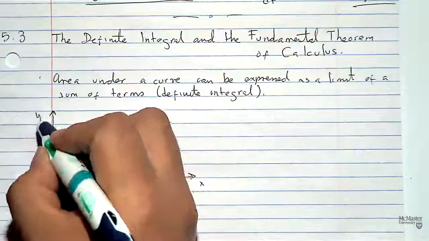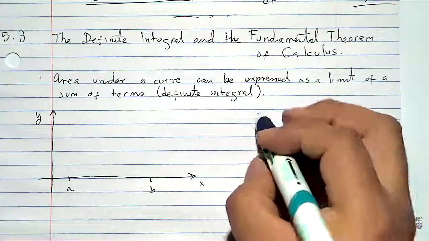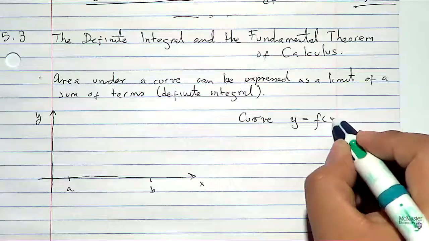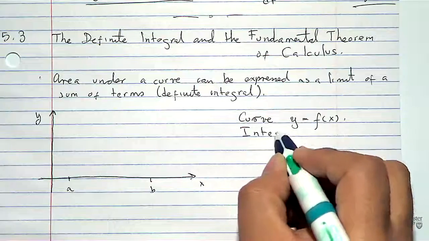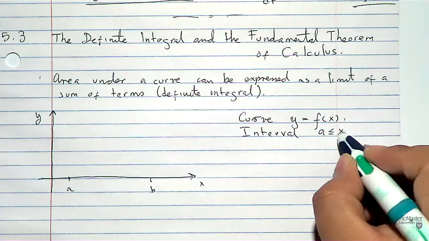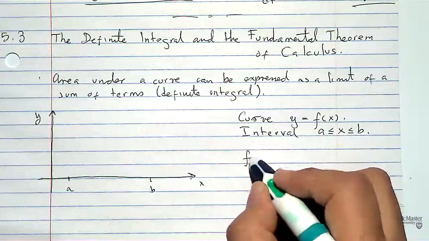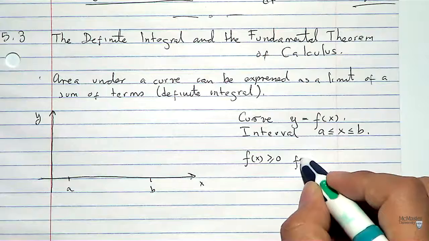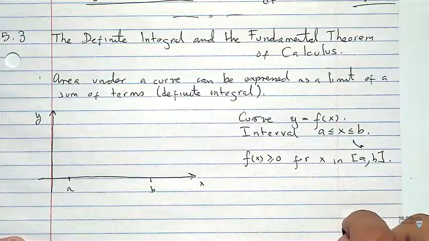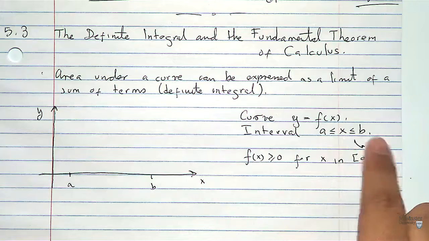So we have x, we have y, we have an interval, which is the interval AB, and we will have a curve, which is a curve in the form of a function y equal to f of x. There is an interval where x is greater or equal to a, but less or equal to b. There will be also an assumption, which is that f of x is greater or equal to 0 for x in the interval. This is another way to denote this interval. When you have the closed brackets, it means that you have the less equal, greater equal.